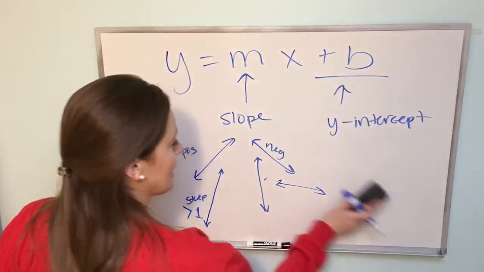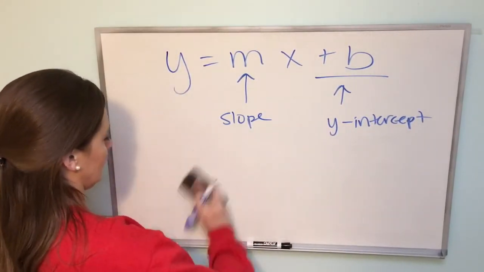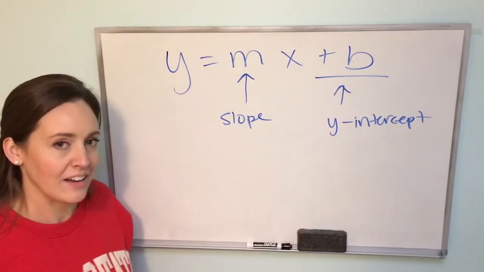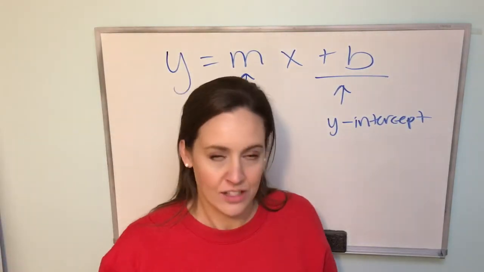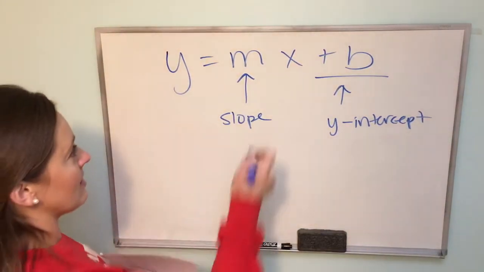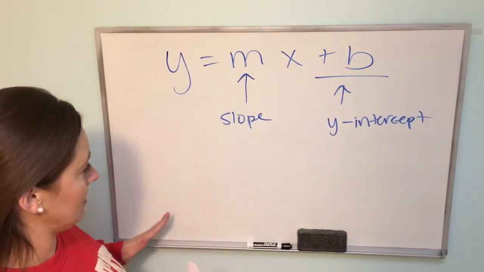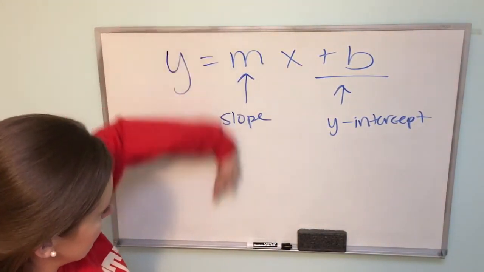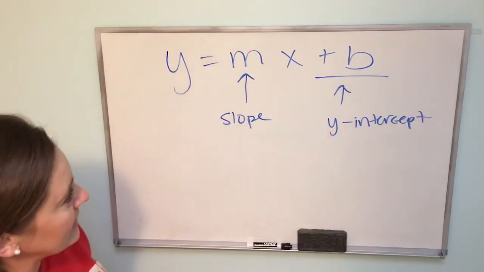The slope tells us, how does this line tilt? We know it's a straight line if we're talking about a linear equation. It's right in the word linear, line. So the slope tells us all about how the line tilts. Does it go uphill or downhill? Is it steep or is it more gradual?